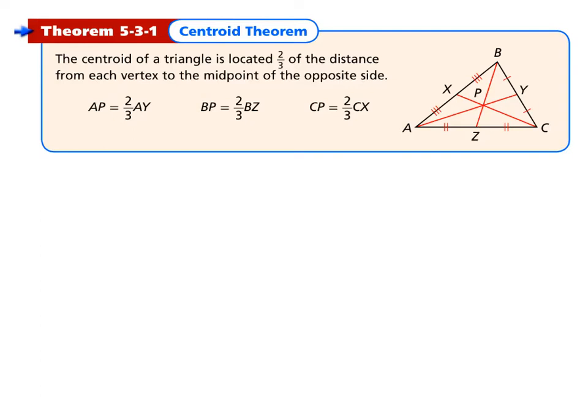So I'll say that again. The centroid of a triangle is located 2/3 of the distance from each vertex to the midpoint of the opposite side. All right, so here's what it states. Now you're going to have to just visually look at this, but it shouldn't be too bad to figure out which part of this is going to be 1/3 and which part's 2/3. So if you look at, for example, segment AY, the length of AP is going to be 2/3 the length of AY. The length of BP is going to be 2/3 the length of BZ. And the length of CP is going to be 2/3 the length of CX.